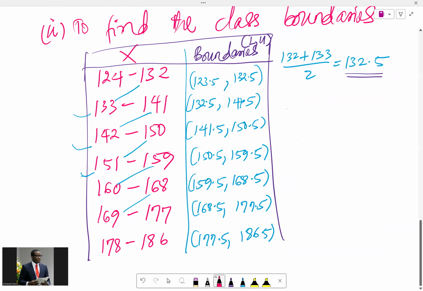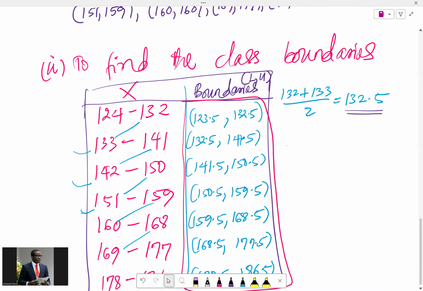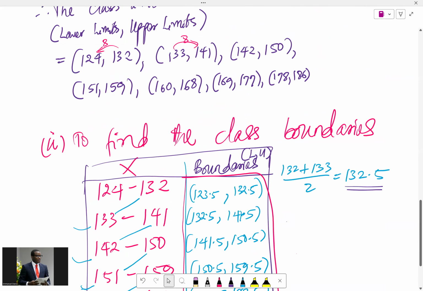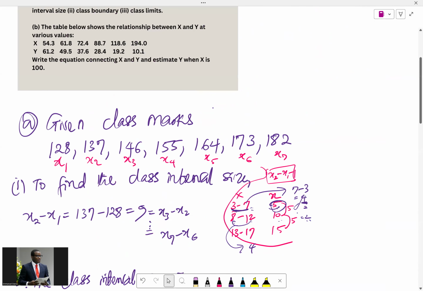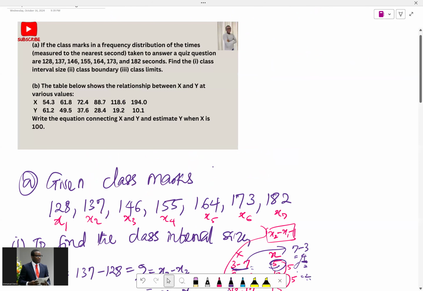Or better still, I can do this. So these are the boundaries, both lower and upper boundaries. And with that, I believe the first question we have done justice to it. I know that maybe the approach may be different in other contexts, but I've only interpreted this based on what I think it should really be.